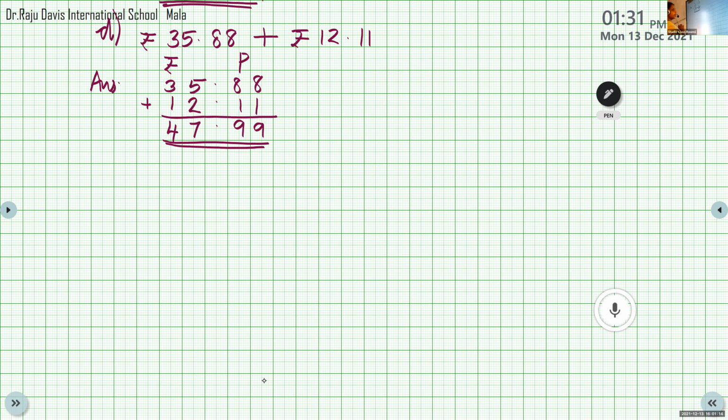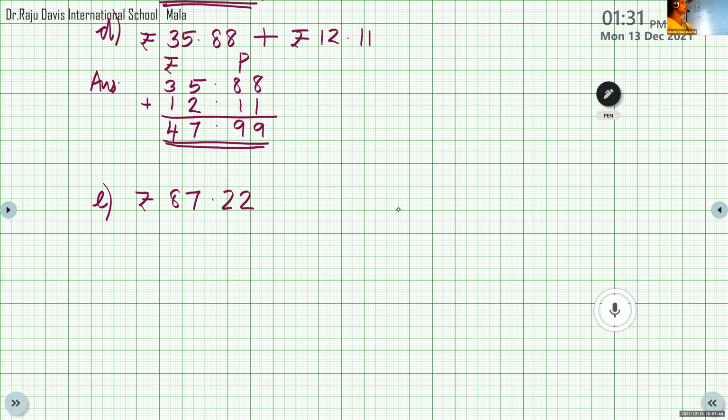So one more addition, then we'll move to subtraction. Because addition is easy, no? Yes. So one more addition question. 87 rupees 22 paise plus 12 rupees 77 paise.